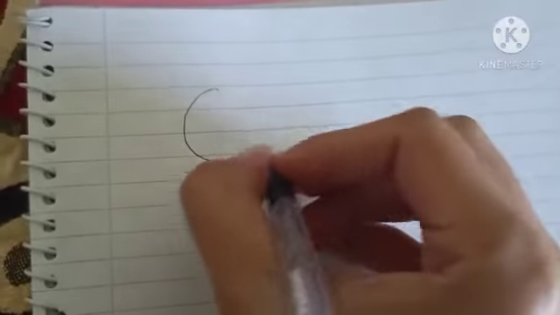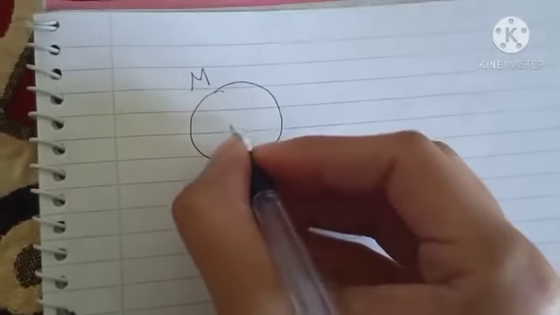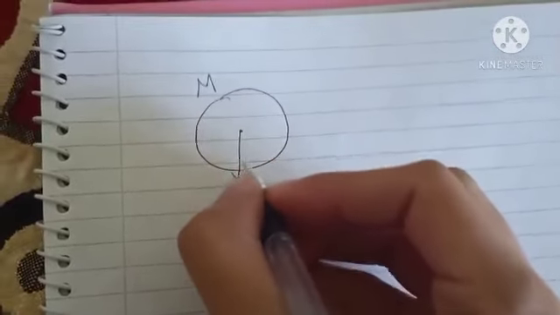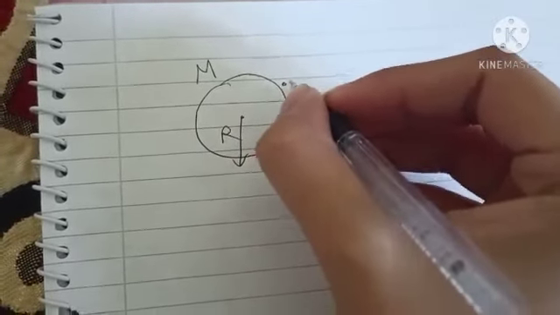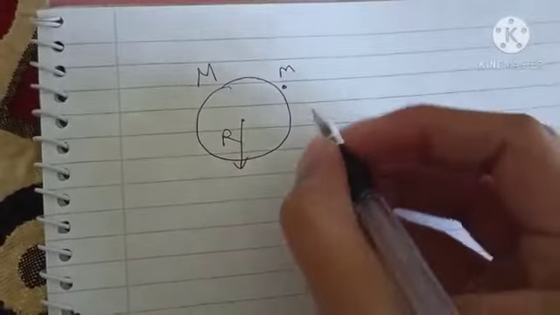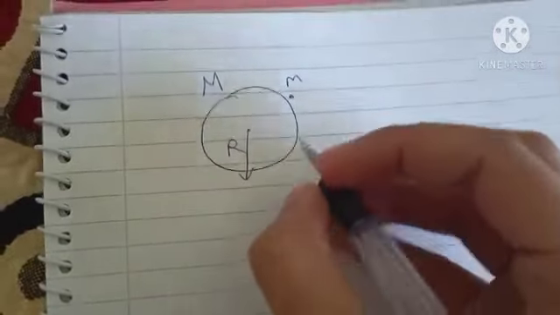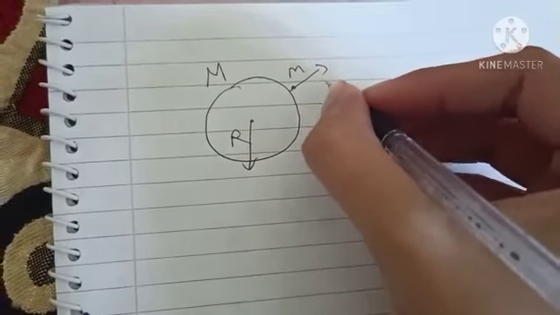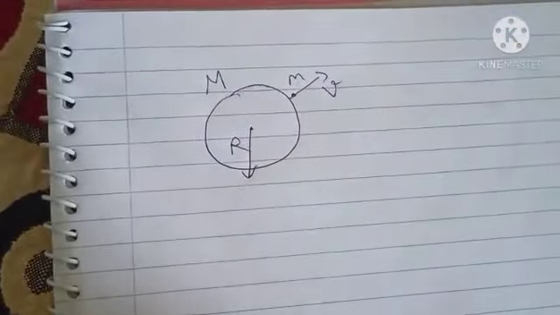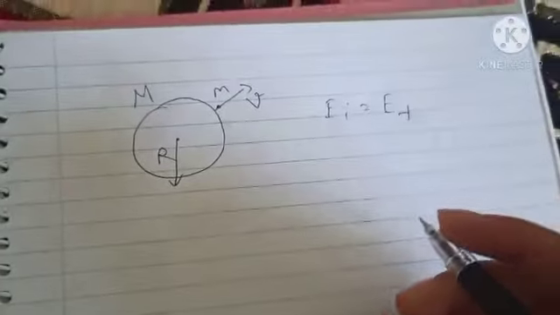Now consider this as our earth. Let's call it of mass capital M and radius r. And this is an object lying on the surface of the earth, a small object of mass m, and it is thrown upward in the sky with a velocity, let's call it v. Now applying energy conservation, E initial is equal to E final.